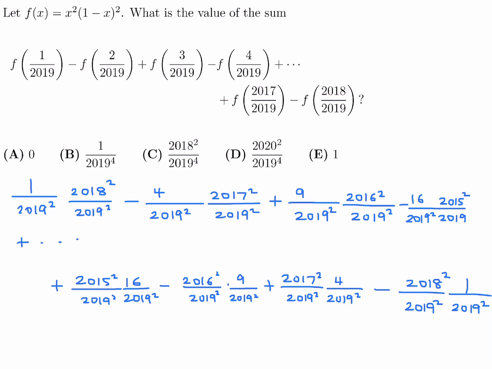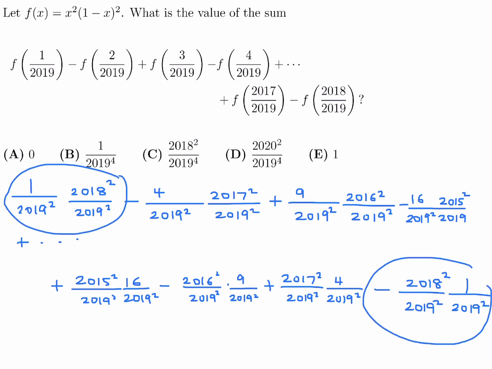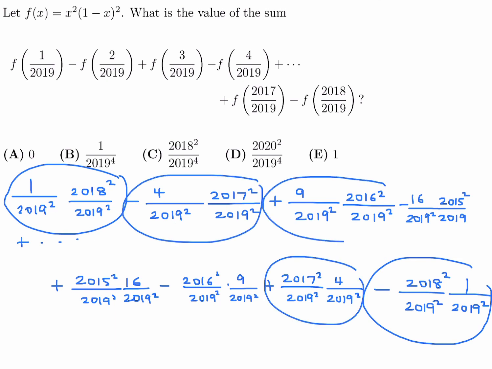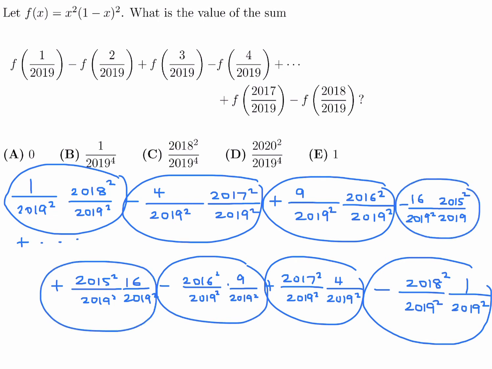Well, let's see what happens. This cancels with this. This cancels with that. This cancels with that. And as you can see, it just keeps canceling. But before you select 0 and move on, just keep in mind that it's going to only be 0 if the number of terms is even. Well, the number of terms is going from 1, 2, 3, all the way up to 2018, and indeed, the number of terms is even.